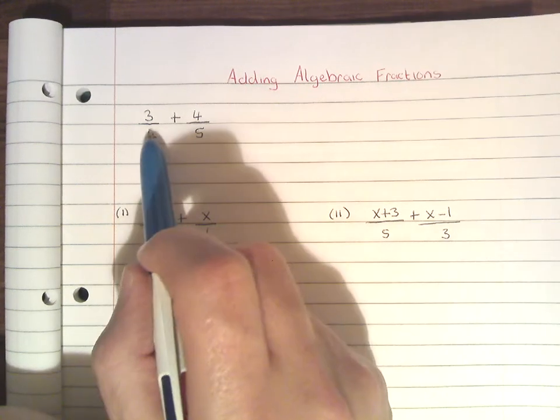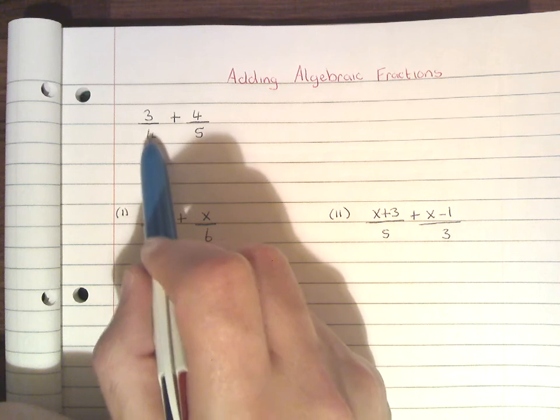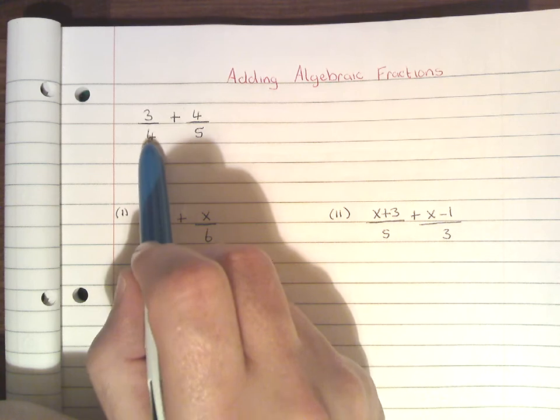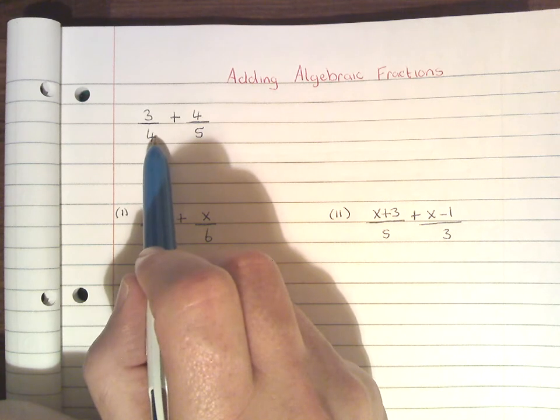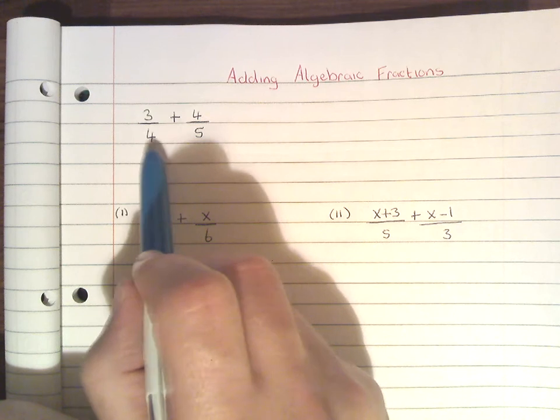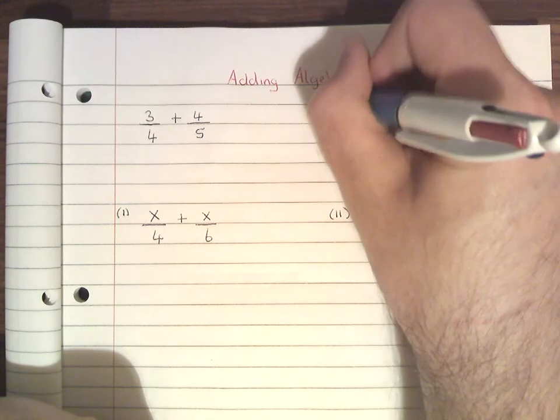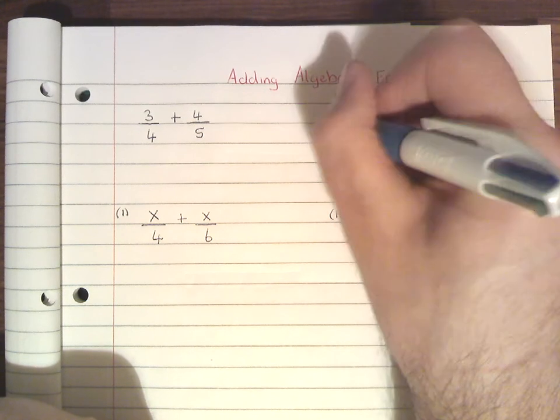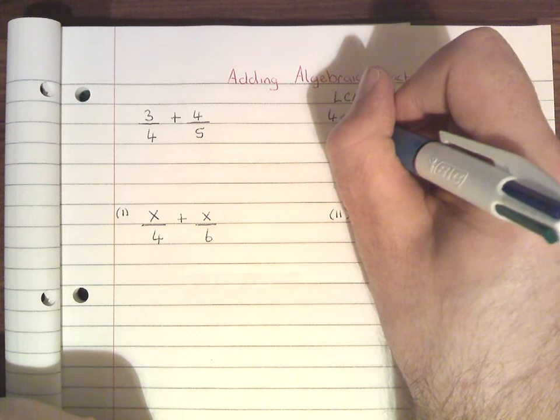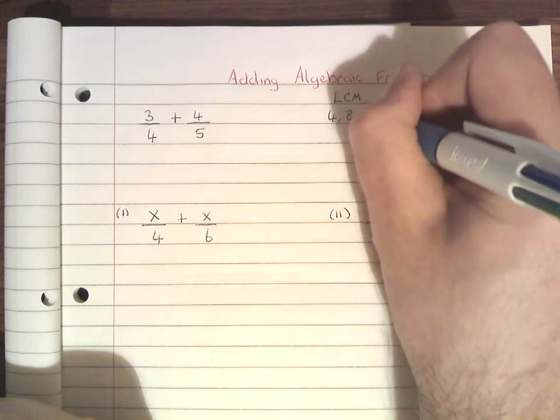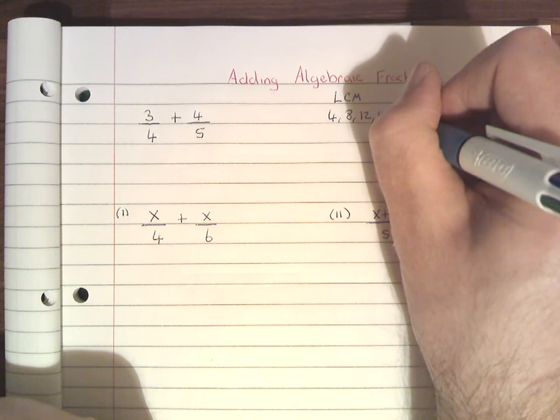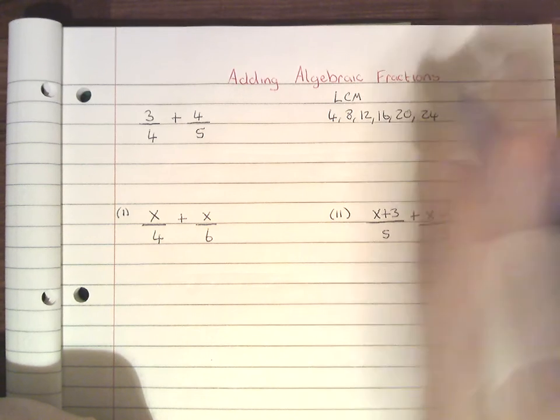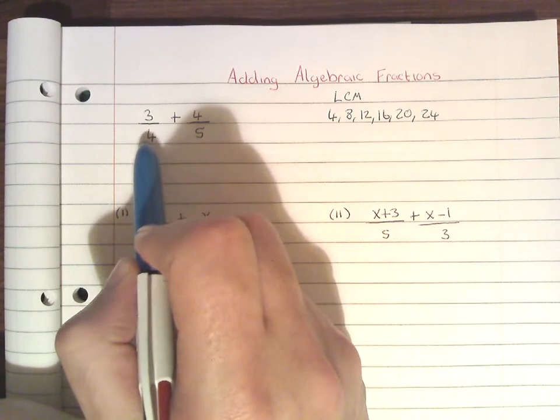Okay, so in order to add these two fractions together, we have to change them so that they have the same denominator. We have to look at the two denominators, 4 and 5, and see what the lowest common multiple of these two is. So we want to identify the lowest common multiple. We can get the multiples of 4. The multiples of 4 are 4, 8, 12, 16, 20, 24.